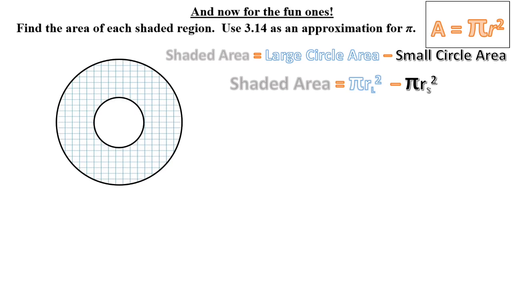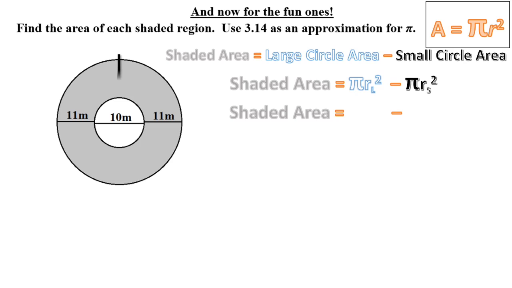And actually it's easier to start with the small circle, so let's take a look at that first. The reason it's easier is because I can see right there that the diameter of the small circle is 10. So the radius would just be half of that, it would be 5. So I can plug in pi times 5 squared for the small circle. The small circle is pretty straightforward. It's the big circle that's tricky.